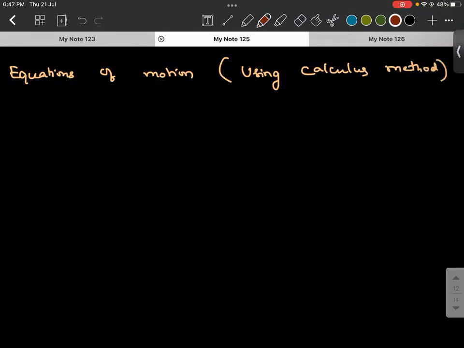So we'll get back to the topic. Then we can go with the next part, no? Calculus part. Maybe one or two I'll explain. So next part is equations of motion using calculus method. Whenever you are deriving equations of motion using calculus method, you need to go with the concept of instantaneous values. Whenever you are going with graphical method, you use average values. Whenever you are going with calculus method, you use instantaneous values.